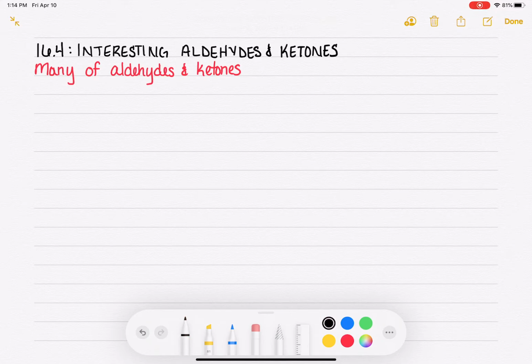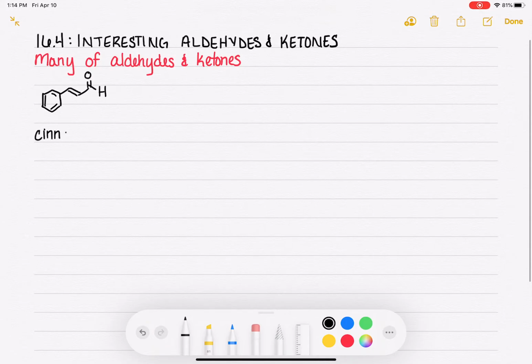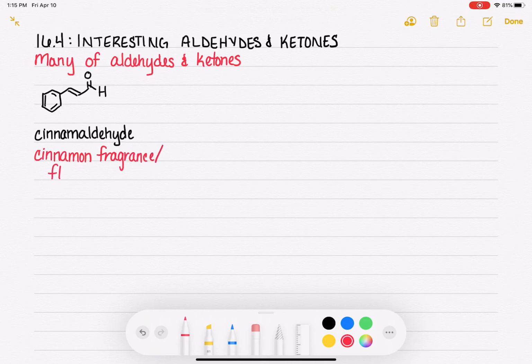Here are a couple that you have almost certainly encountered. This is an aromatic ring that also has a carbon-carbon double bond, an alkene, and an aldehyde group attached. This molecule is called cinnamaldehyde. And I bet you can't guess what cinnamaldehyde is used for. Cinnamaldehyde is the cinnamon fragrance or flavoring. It's used in food products like gum, candy, cinnamon extract, things like that. And then it's also used for cinnamon scented candles or air fresheners or things like that.